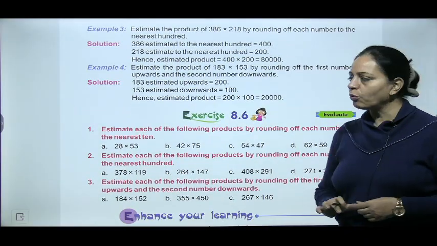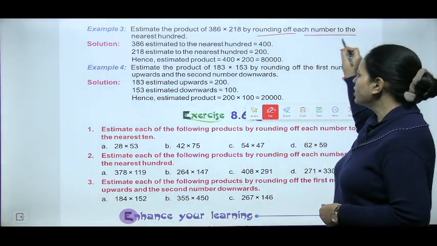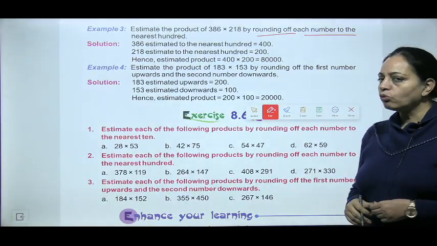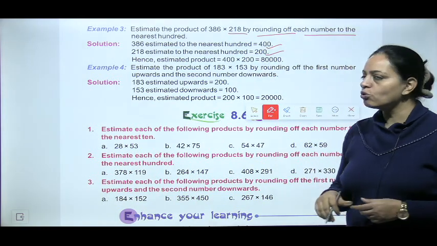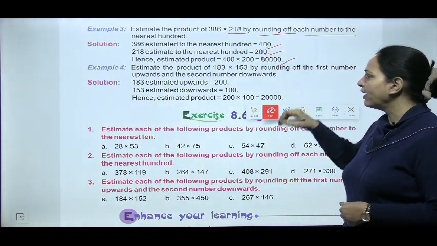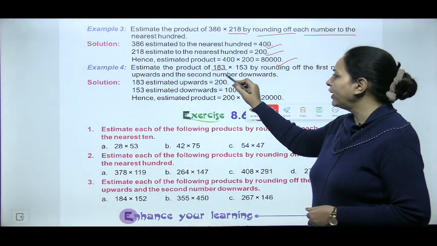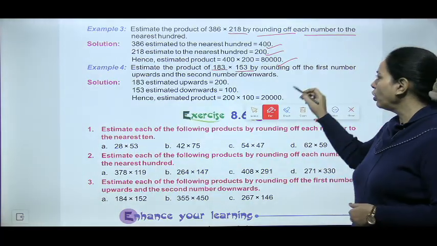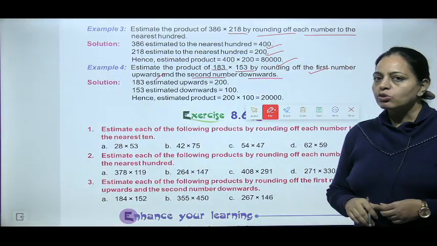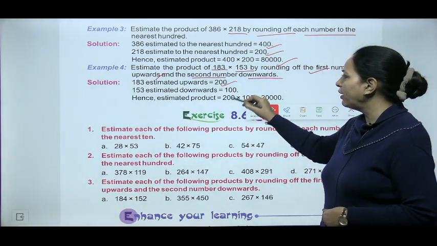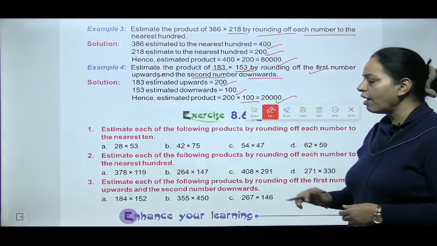Example 3. Estimate the product of 386 and 124 by rounding off each number to the nearest 100. So 386 is 400 and 124 is 100. Multiply both. This is the value. Now next example 4. Estimate the product of 183 and 153 by rounding off the first number upward and the second number downward. So 183 becomes 200 and 153, this is 100. So multiply, this is the answer.